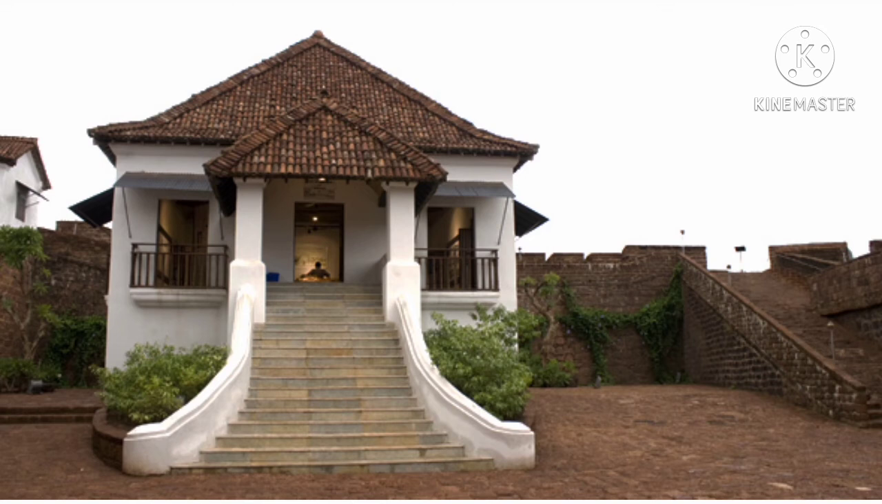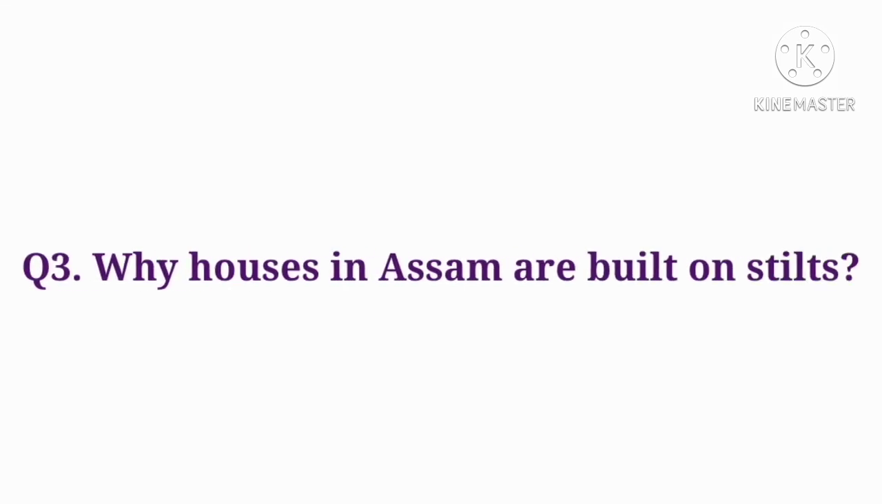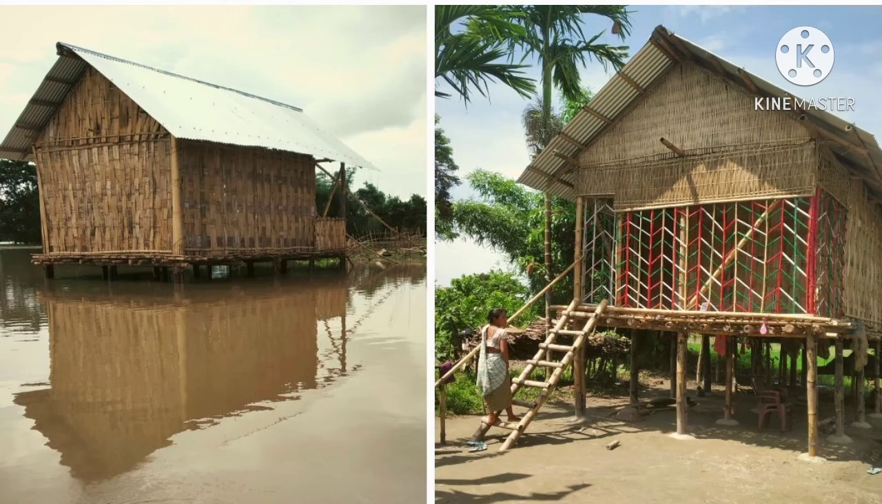Next question. Why are houses in Assam built on stilts? Can you see the houses in Assam? The houses in Assam are built on stilts because Assam receives abundant rainfall, due to which there is a chance of flood. If the houses are built at ground level, the water might get inside the houses during the flood. So, in order to avoid flooding, the houses are built on stilts, above the ground level.